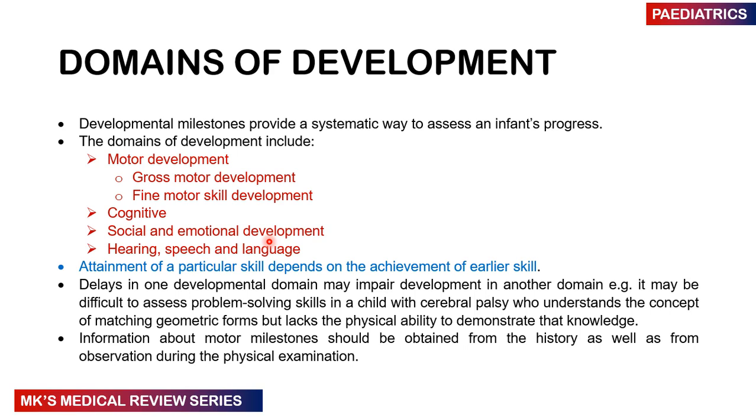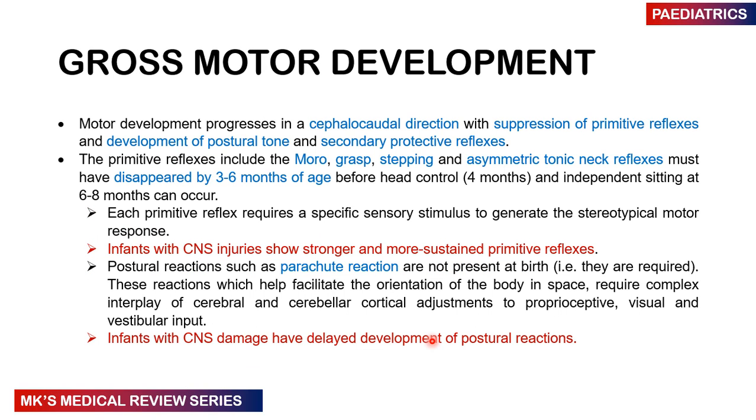For example, it's very difficult if a child has difficulty with problem-solving skills. For example, children that have cerebral palsy may understand the concept of matching geometric forms, but they lack the physical ability to demonstrate this knowledge. So it means that even the cognitive capacity is going to be affected. And remember that information about the motor milestones should be obtained from your history as well as from observing during your physical examination. So we'll start with gross motor development.